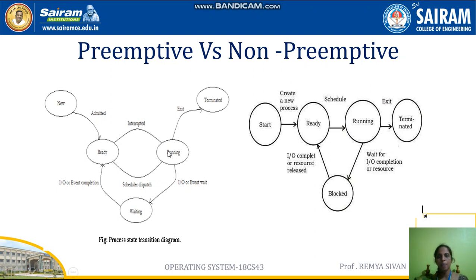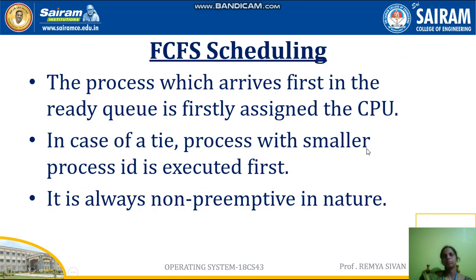In preemptive scheduling, we are taking the processor from the process forcefully. Like P1 is executing, but another process has come with a higher priority, so we take the processor from the process forcefully. That is preemptive scheduling. But here that is not possible. That is non-preemptive scheduling. So the first scheduling algorithm is FCFS scheduling.